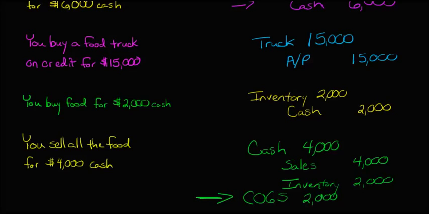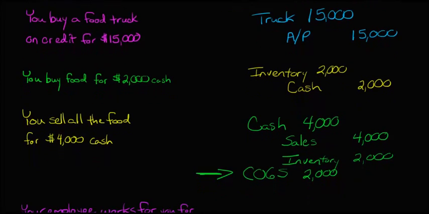So now remember that increases in equity, like sales, are reflected with a credit. So a decrease in equity is reflected with a debit. That's why cost of goods sold is being debited. So ultimately, there are four things going on in this transaction. We're debiting cash for $4,000 and crediting sales for $4,000, but we're also debiting cost of goods sold for $2,000 and crediting inventory for $2,000. So let's get to some more examples here.